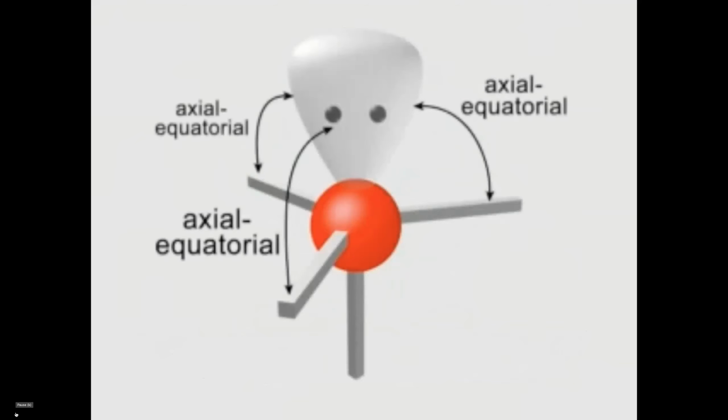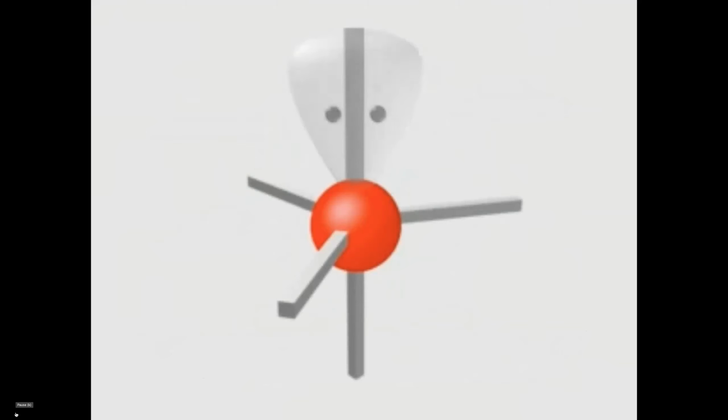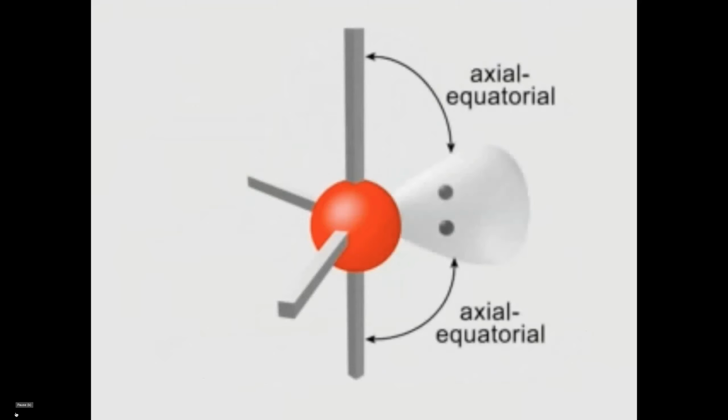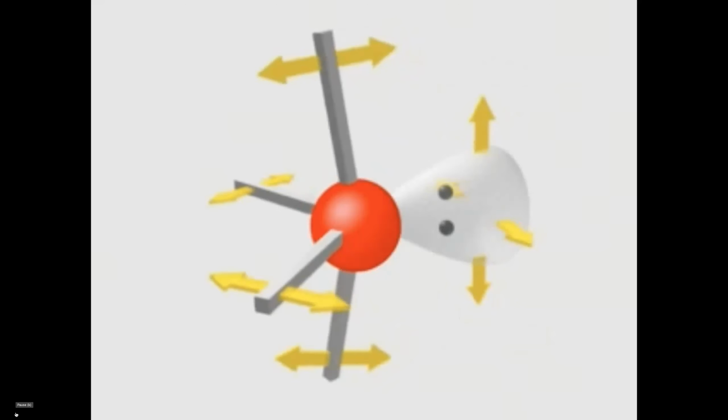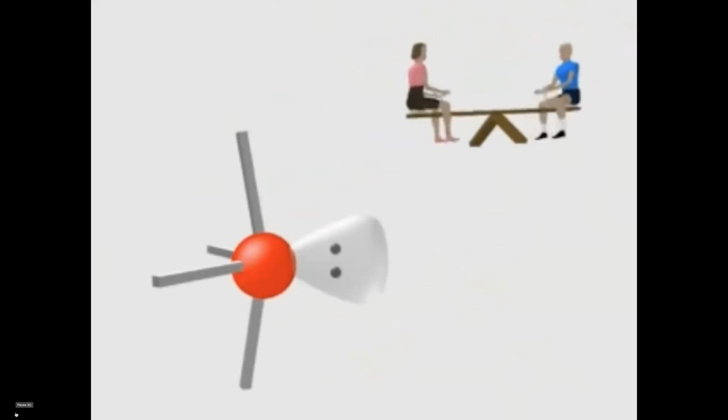But a lone pair in an axial position creates three strong 90-degree axial equatorial repulsions, whereas a lone pair in an equatorial position creates only two 90-degree repulsions. Therefore, to minimize the number of 90-degree repulsions, lone pairs always occupy equatorial positions. As before, lone pair repulsions reduce all other bond angles.